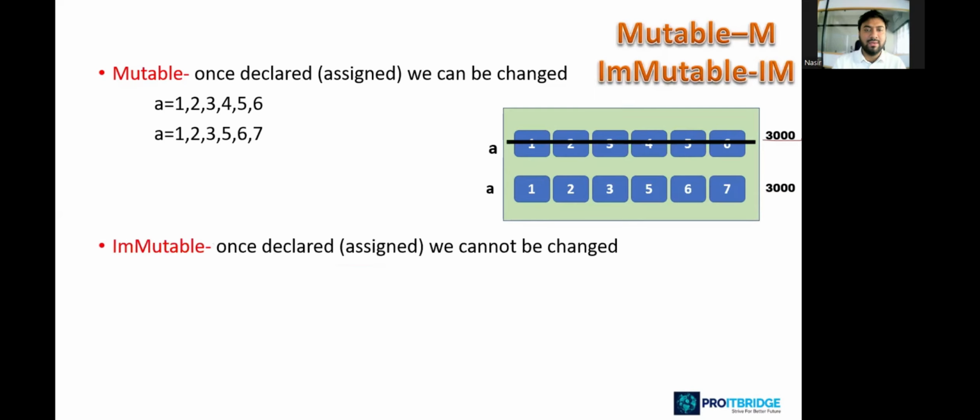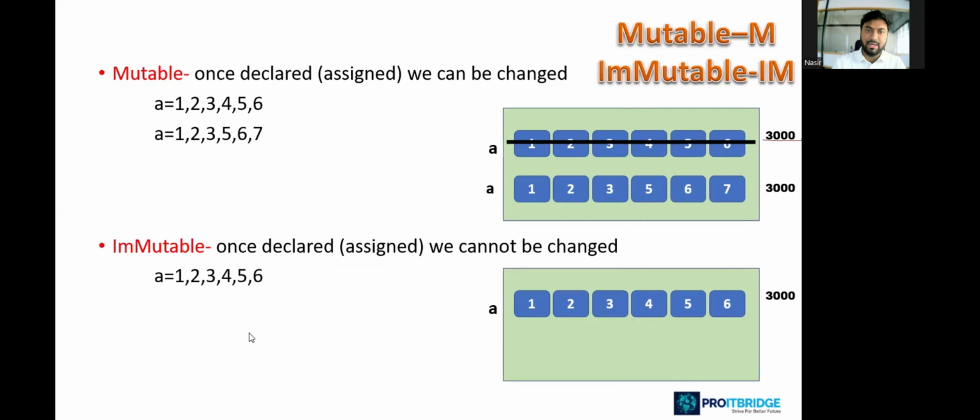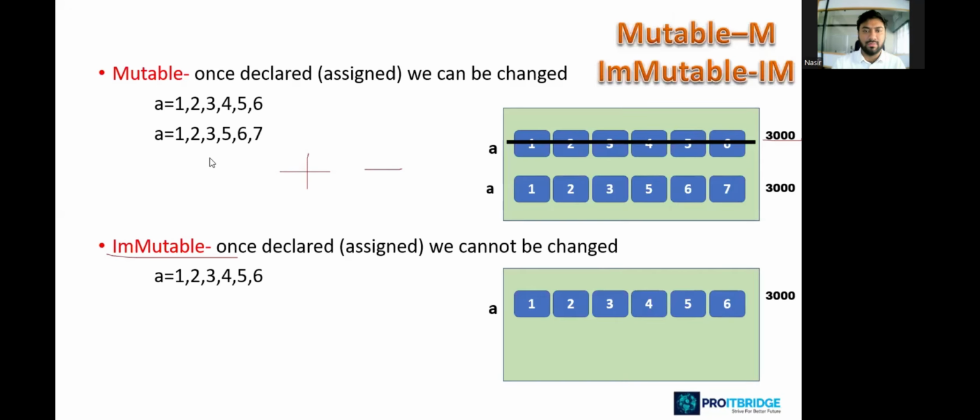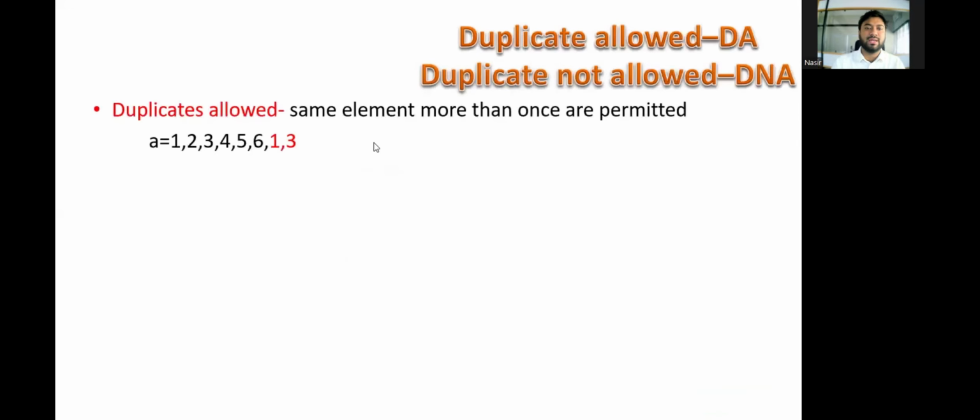Right. Then what is immutable? Once I have declared a variable, immutable, I cannot change it. I cannot add anything into that. I cannot remove anything from that. That is immutable. That's not possible. We can neither add nor remove. Once it is made, it is fixed. So this is the major difference between mutable and immutable. Right. Now, let's look into duplicates allowed and not allowed.